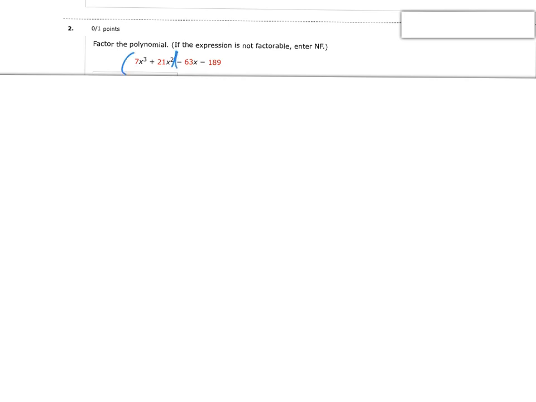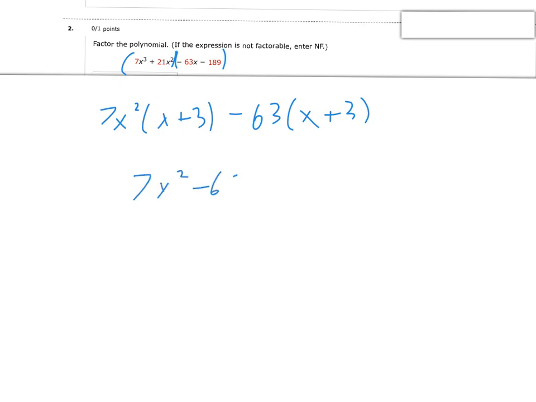All right, next up here, we're doing some factoring, and it looks like we have 4 terms, so we'll try out the grouping here. So it looks like the first group, I could take out 7x squared, which will leave me with x plus 3. And the second group, I could take out a negative 9. Oh, actually, I can take out 63, which will be negative 63, which will leave me with x plus 3 as well. 63 times 3 will be 189. All right, and so that gives me 7x squared minus 63 times x plus 3.